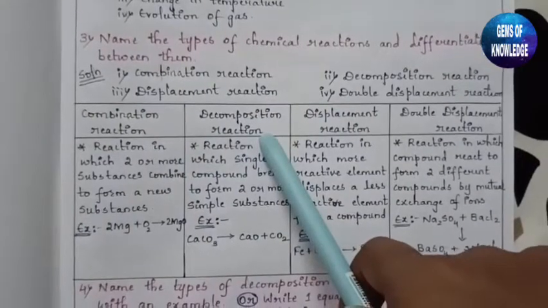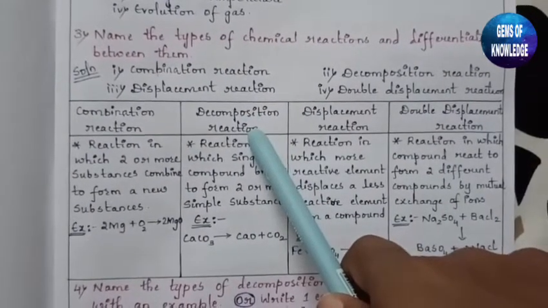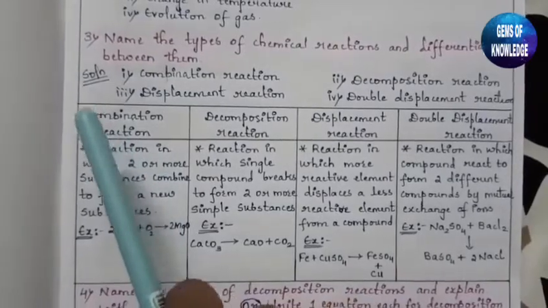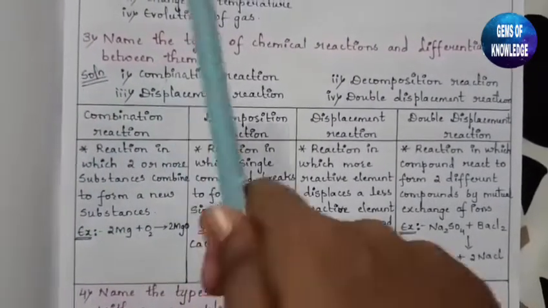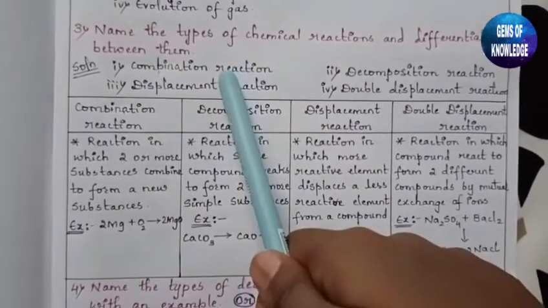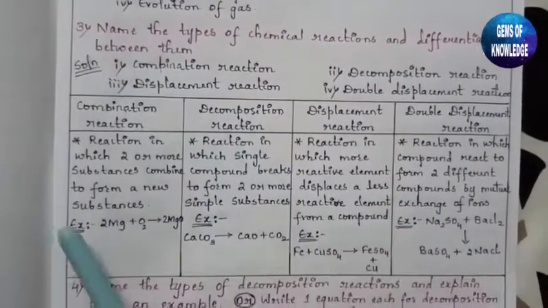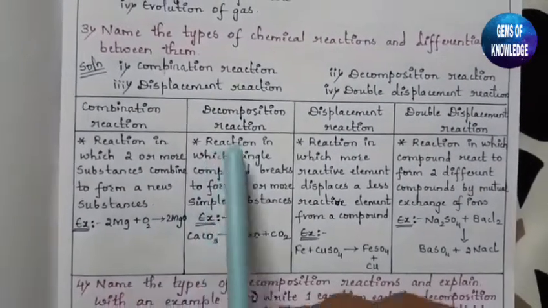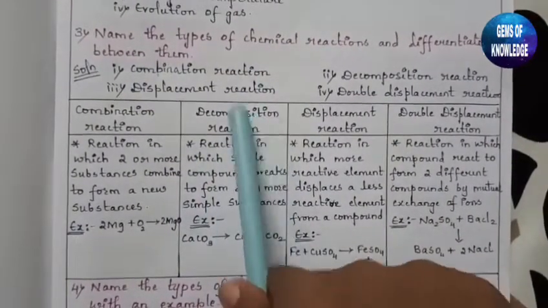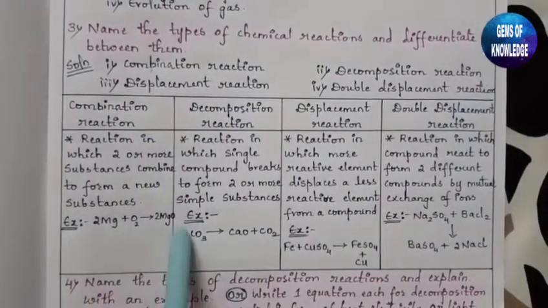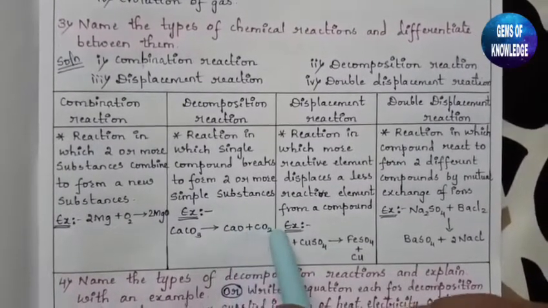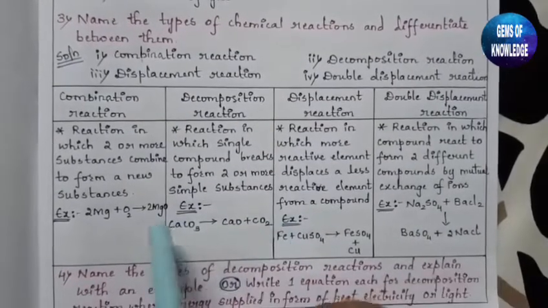Next comes decomposition reaction. So what is decomposition reaction? Decomposition reaction is exactly opposite to your combination reaction. In combination you mix 2 or more substances to get a single product, but here a single compound breaks into 2 products. A reaction in which a single compound breaks to form 2 or more simple substances is called a decomposition reaction. You can see the example given, CaCO3. This is calcium carbonate and it splits up into CaO, calcium oxide, and CO2, carbon dioxide. Okay, I hope these two are clear.